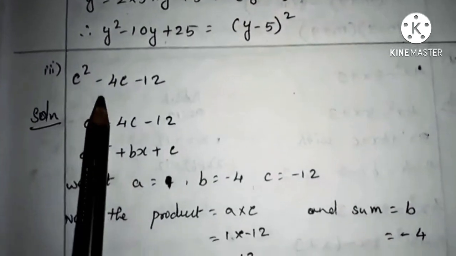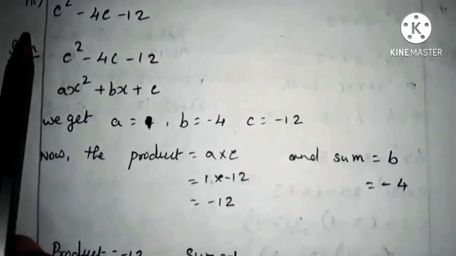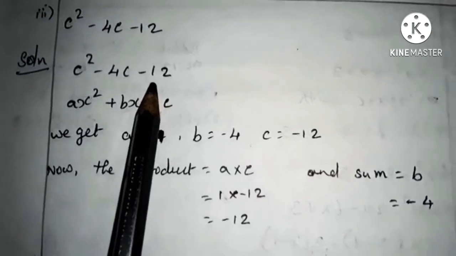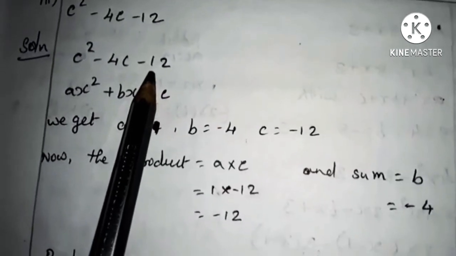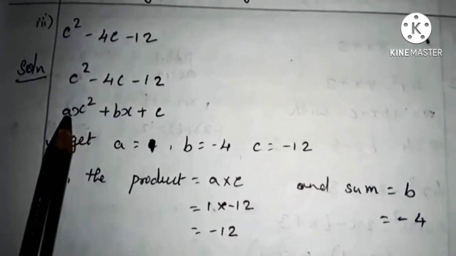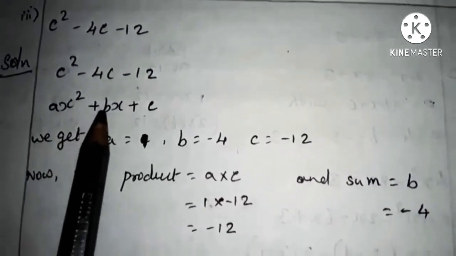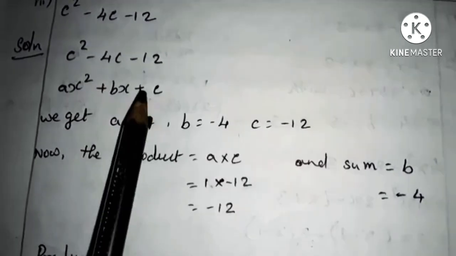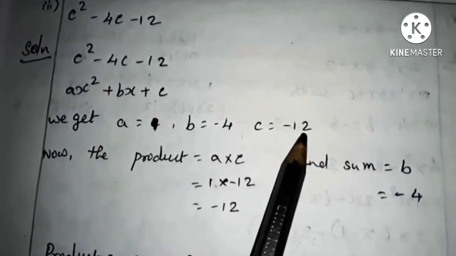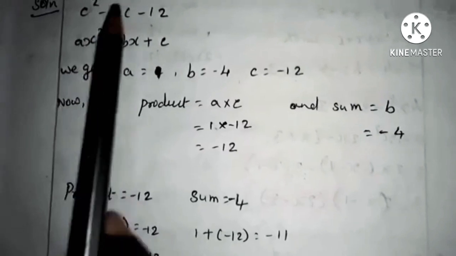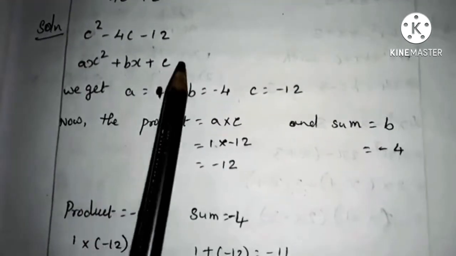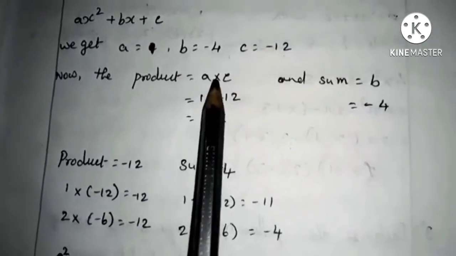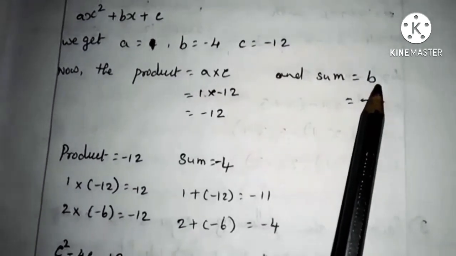Third sum, c square minus 4c minus 12. In this sum, we do not have common factors. Also, this product cannot be written as the product of its square. So, we are going to compare with ax square plus bx plus c, where a is equal to 1, b equal to minus 4 and c equal to minus 12. If the expression is in the form of ax square plus bx plus c, you have to find out the product and sum. Product can be found out by a into c and the sum is equal to b.